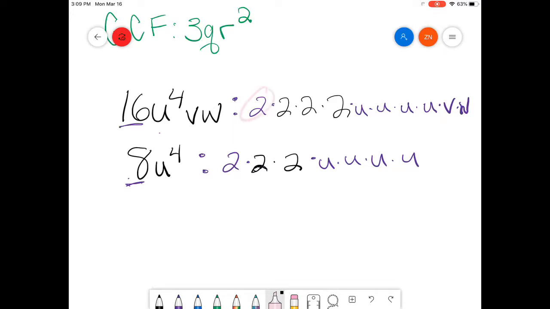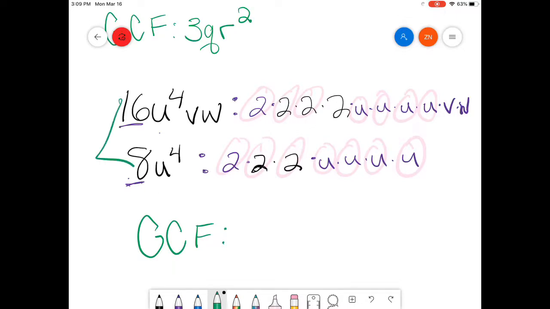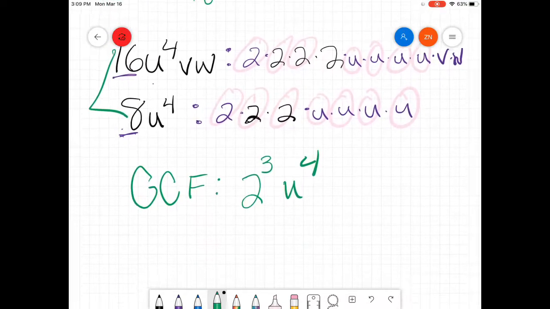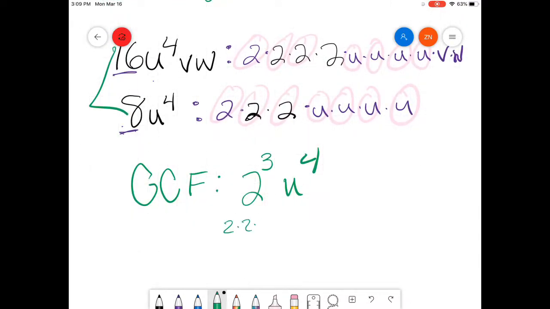Circle what's similar. 1, 2, 2 2's, 3 2's, 1 u, 2 u's, 3 u's, 4 u's. So my GCF of these two monomials would be 2 to the power of 3, u to the power of 4. 2 to the power of 3, I can simplify that. 2 times 2 times 2 is 8. So my greatest common factor would be 8u to the 4.